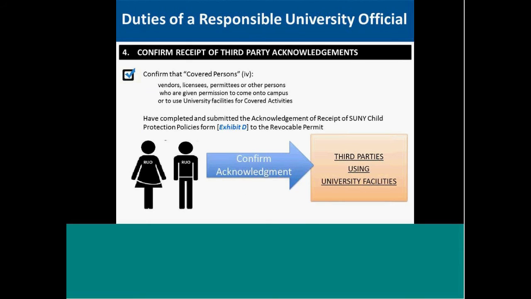The fourth duty of the responsible university official is to confirm receipt of the acknowledgement form that third-party users of university facilities must sign. In a previous slide, we described that the responsible university official must communicate the policy requirements to the third parties, and here, he or she must also see that those acknowledgement forms have been collected and are on file with the university before the activity commences. The acknowledgement form is Exhibit D to the revocable permit.